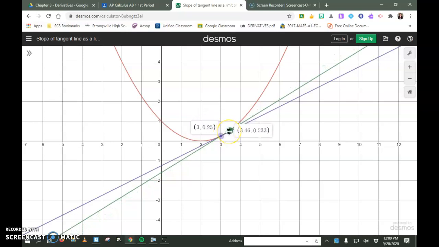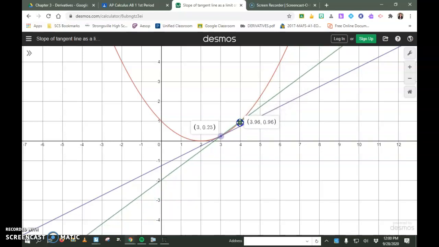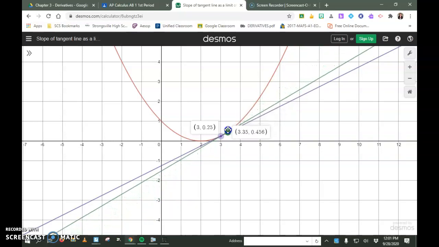In fact, if I pick an x value of 3.46 and I find the slope between x equals 3 and x equals 3.46, the slope of that secant line is going to be closer to the slope of my tangent line than when I started way up here at x equals 6. Okay? So as I pick x values that are moving closer and closer to x equals 3, my secant line looks more and more like my tangent line.